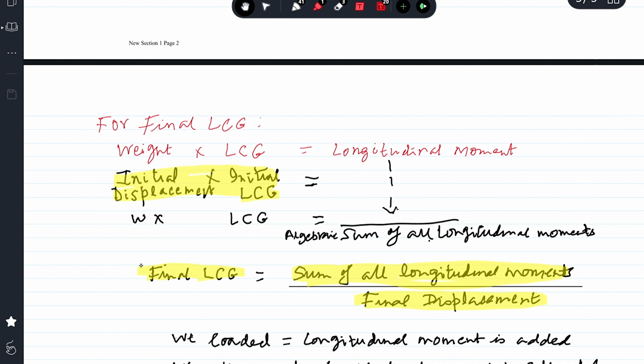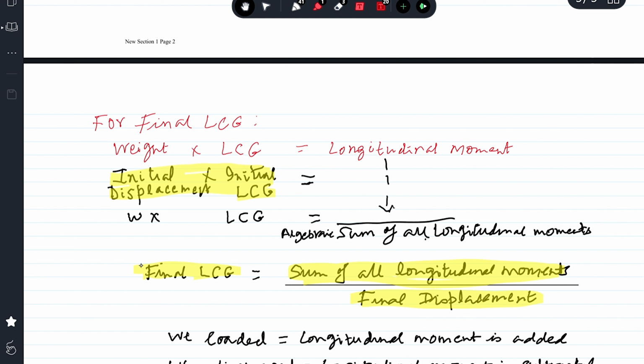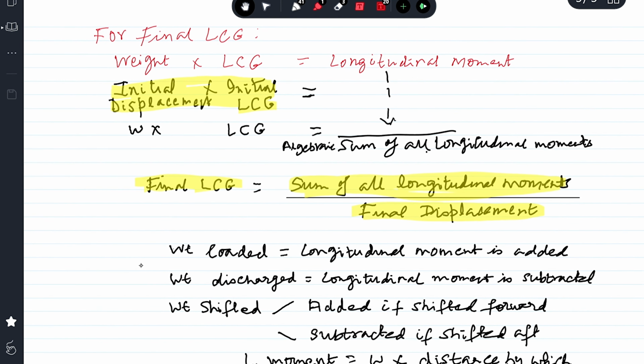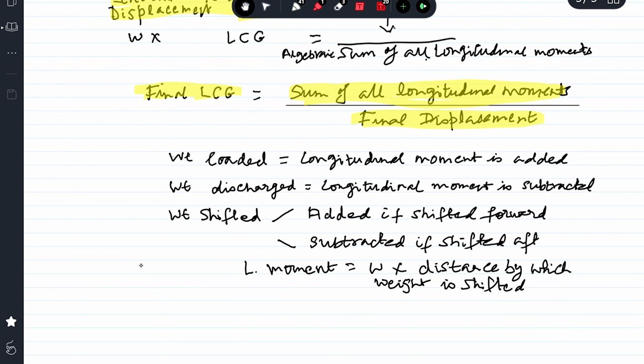Then the weights loaded or discharged are multiplied by their LCG, and you write their moment. If the weight is shifted, you have to multiply by the distance by which it was shifted and write its moment. The algebraic sum of all longitudinal moments divided by final displacement will give the final LCG. Algebraic sum means if the weight is loaded, the longitudinal moment is added. If the weight is discharged, the longitudinal moment is subtracted.